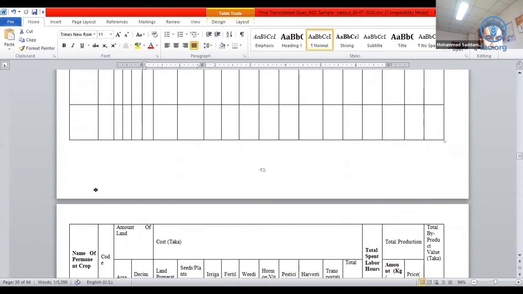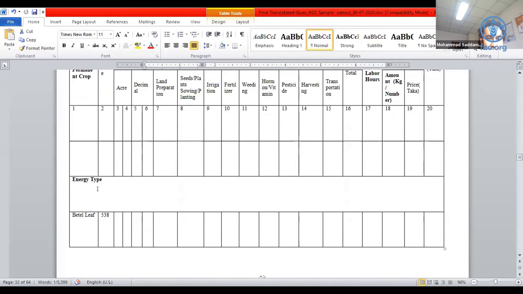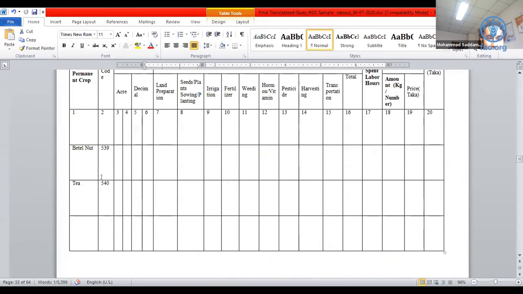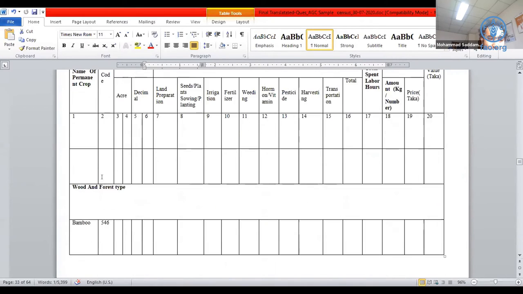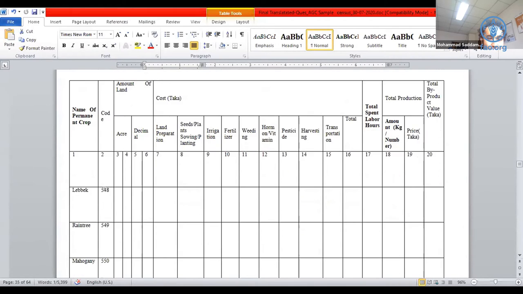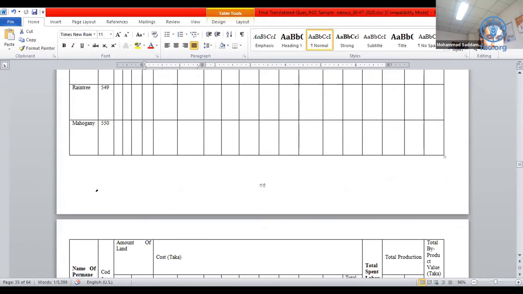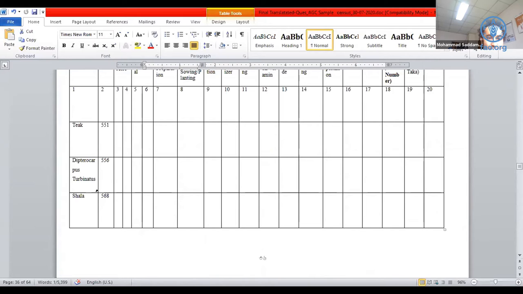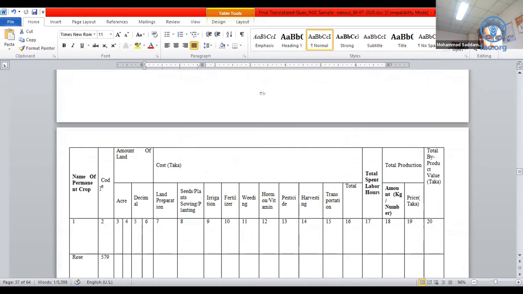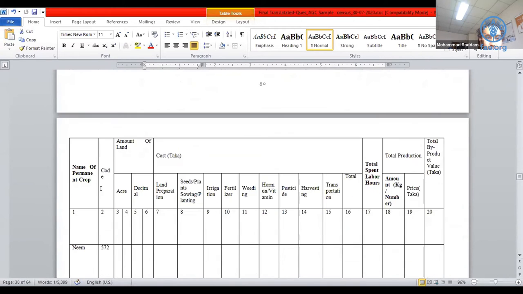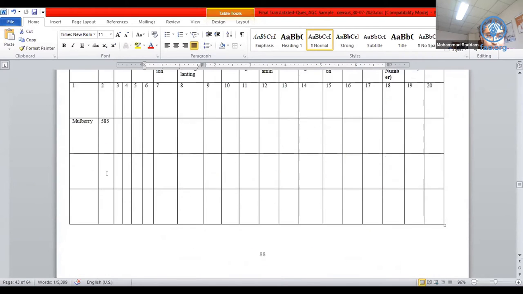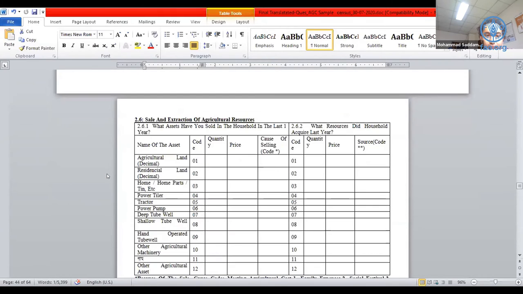See, this is the kind of energy type, the betel leaf, betel nut, tea, wood, and the forest type, the bamboo, lebek, vein tree, mahogany, teak. Okay. This is 2.6, sale and the extraction of the agriculture resources.